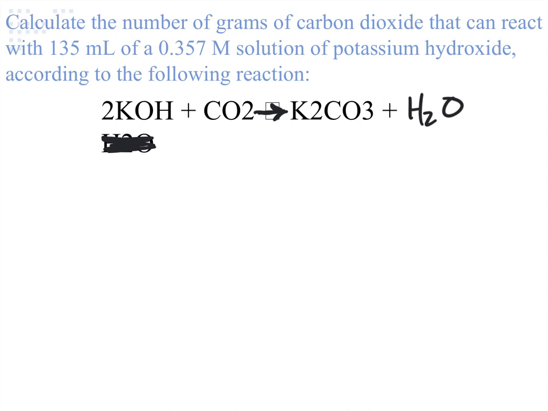So potassium hydroxide and carbon dioxide react to form potassium carbonate in water. It says calculate the number of grams of CO2 that can react with a volume and a concentration of potassium hydroxide according to this equation, or the reaction below.